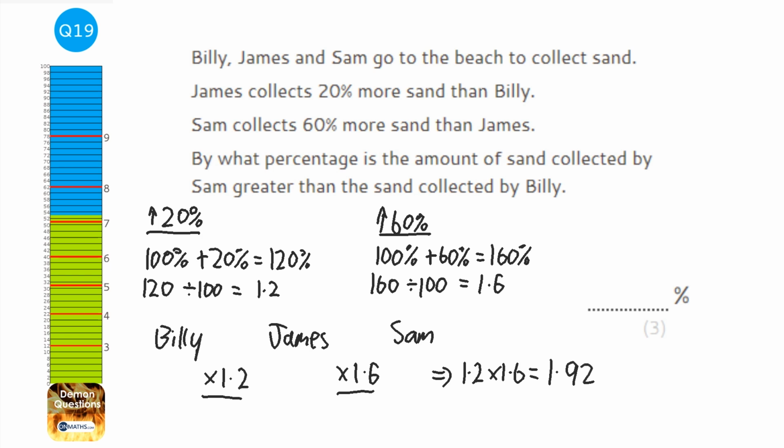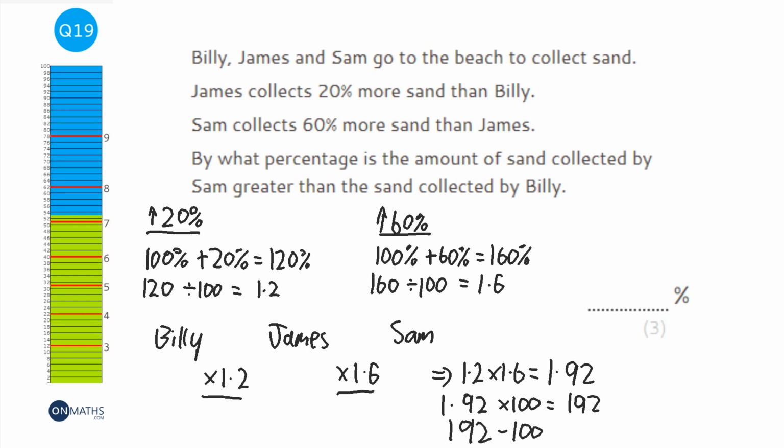Now 1.92 is the multiplier, but we've kind of got to work backwards to work out what percentage increase it is. So to work backwards, you just do the opposite. You times by 100, so 192. Then instead of adding on 100%, we take away. So 192 take away 100 equals 92%. So it's actually an increase of 92%, not 80%.